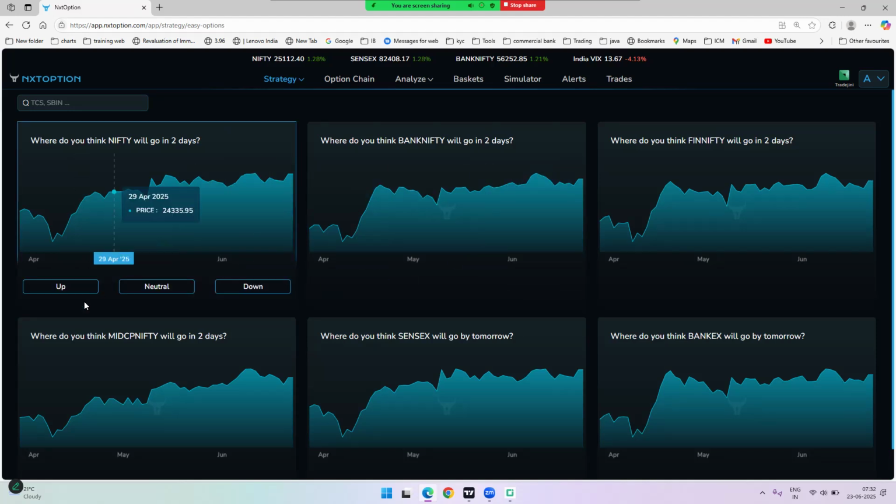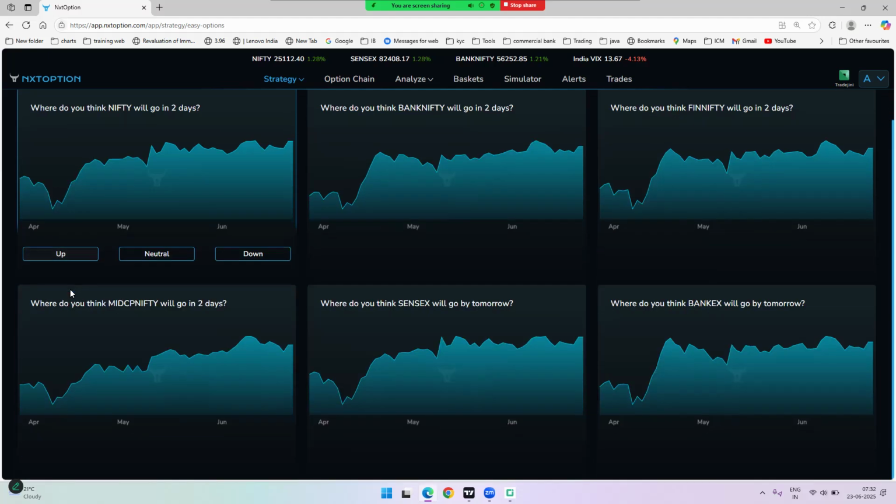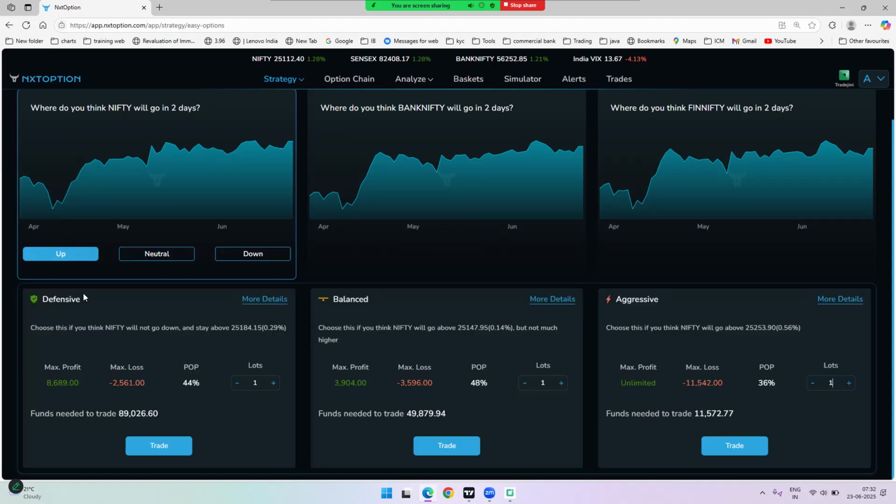So if I think that the markets are going to go up, that the Nifty will go up in the next 2 days, I click on this up button. Then here you can see there is a max loss of 2561, and I can earn a gain of 8689. That is, 8689 I can gain, or I can lose 2500.